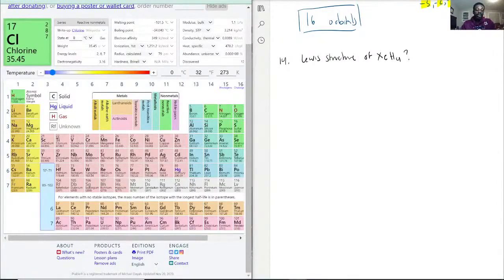If we were to draw the electron configuration, there's no noble gas core, just 1s1. Hence, it has 1 electron.